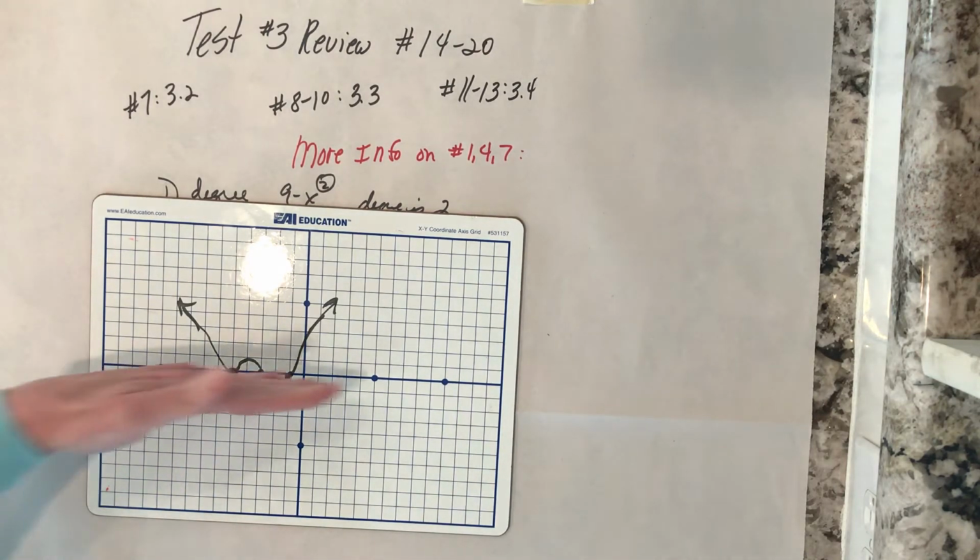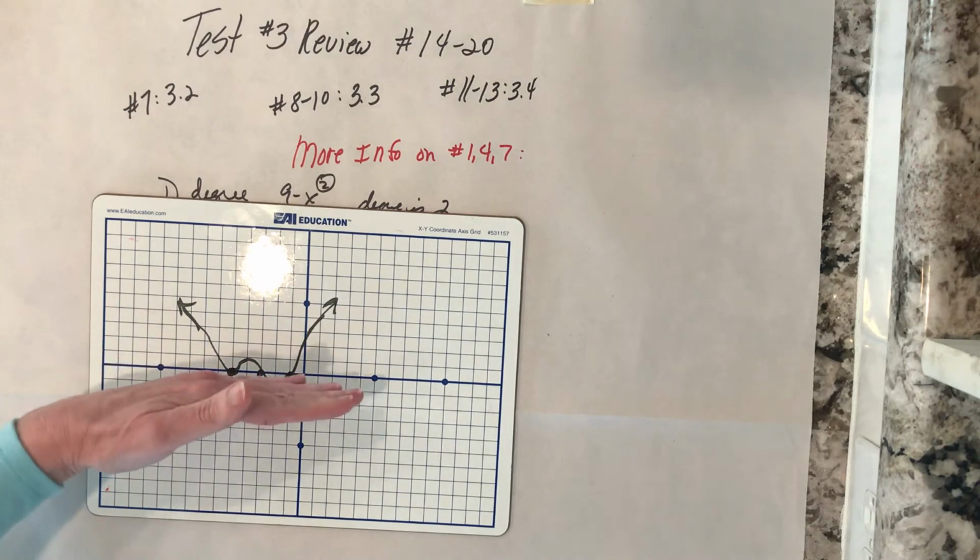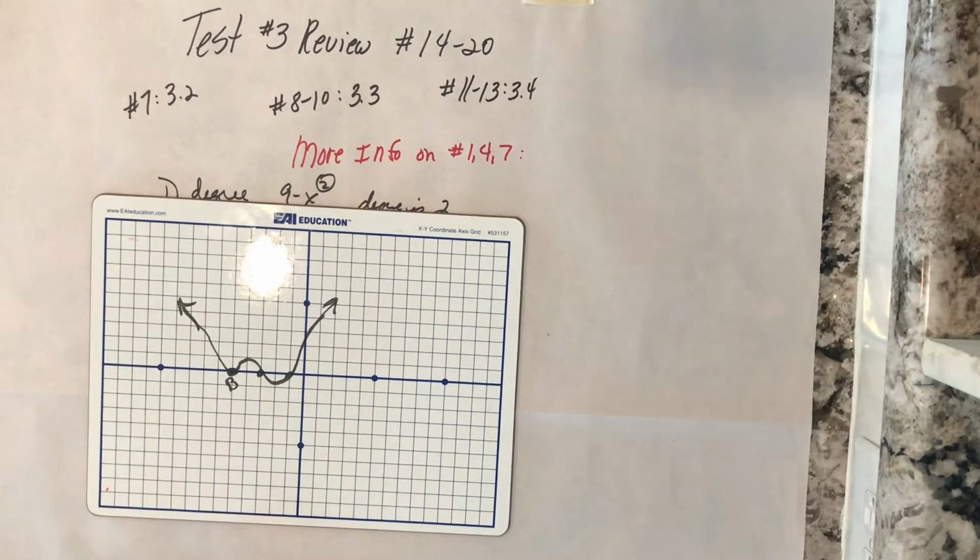X-axis symmetry, this is the mirror. The x-axis is the mirror. Is there the same thing on top as on bottom? And of course not. So that's just an eyeball look. So this one would be a neither answer for symmetry.